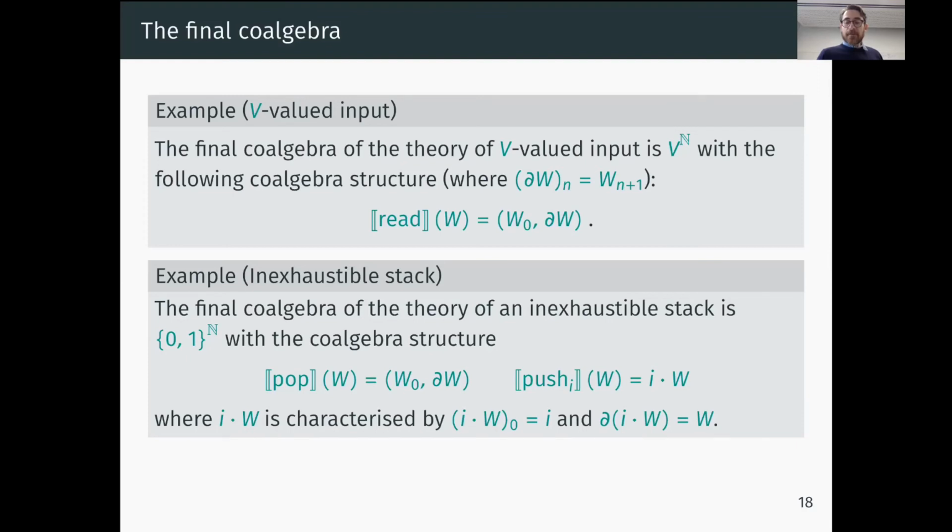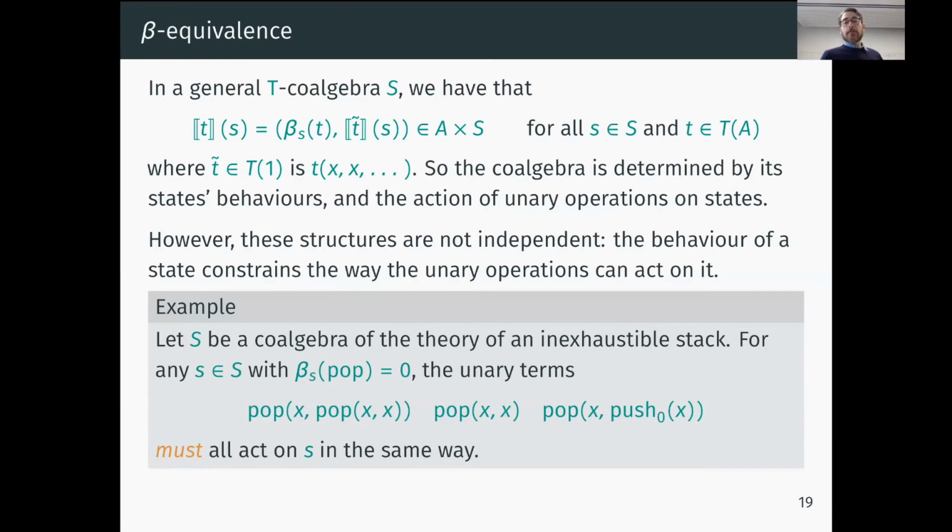So we've now got some idea about what the terminal object in this category of T-coalgebras is. Our goal now is to try and understand what the general T-coalgebras look like. It turns out they're determined by slightly less data than you might think. So I've got a general T-coalgebra S, a set of states, and for each term t in TA, I've got an interpretation t of S, which gives me an element in A together with a new state in S.